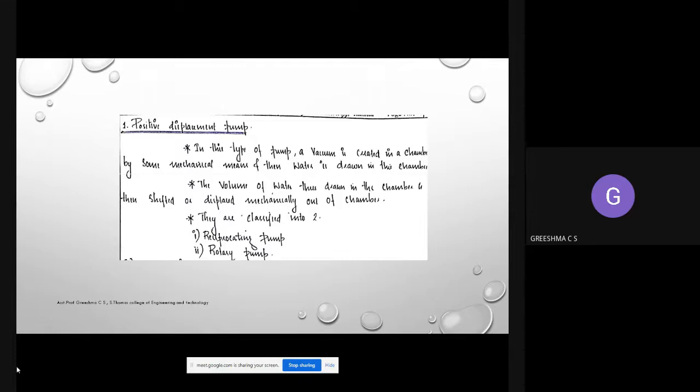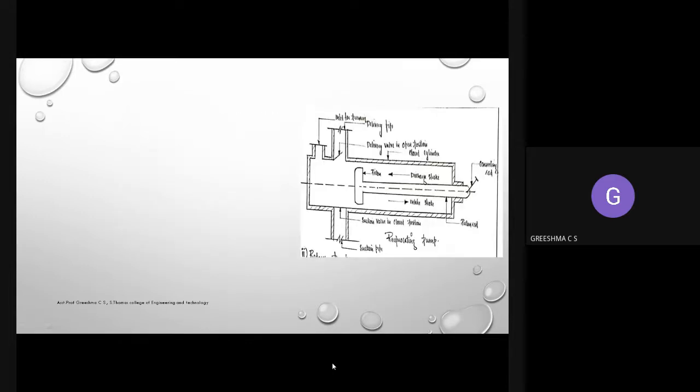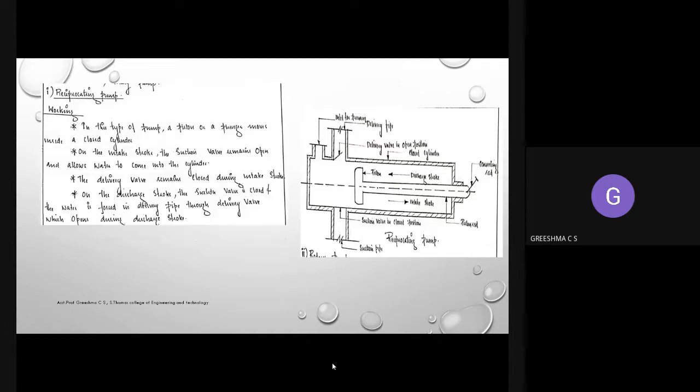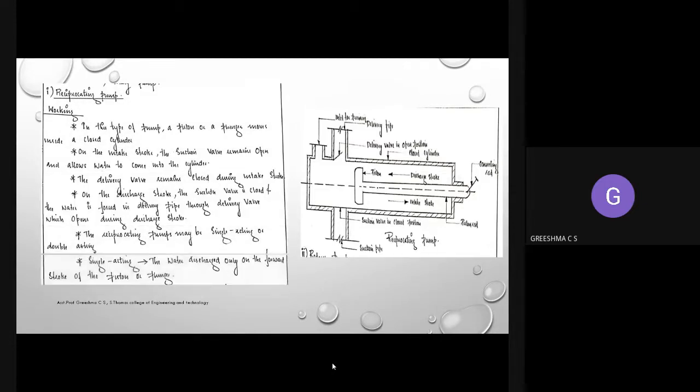Coming back to our topic. First I will explain what this is, then I will show you a small video. That is the positive displacement pump and reciprocating pump. In the positive displacement pump, a vacuum will be created, and by this water will be drawn into the chamber. Mainly positive displacement pumps are of two types, the reciprocating pump and the rotary pump. This is a reciprocating pump, as you can see in this picture.